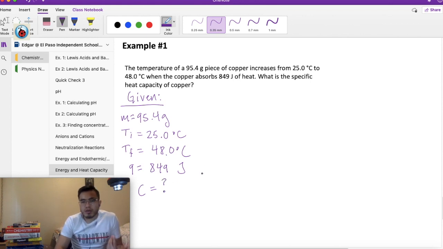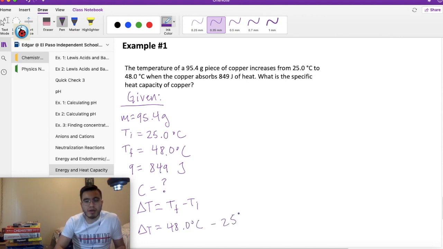Before we start with the equation, this is a step which I recommend you always do. Find delta T. Delta T equals temperature final minus temperature initial. We have both of them, so delta T equals 48.0 degrees Celsius minus 25.0 degrees Celsius, and that is 23. Yes.